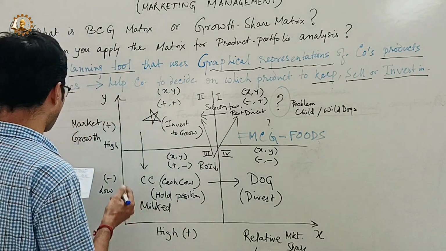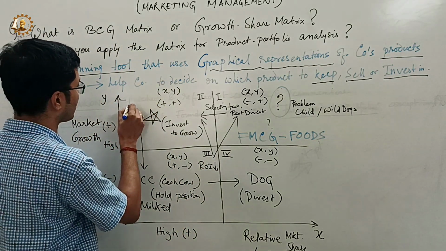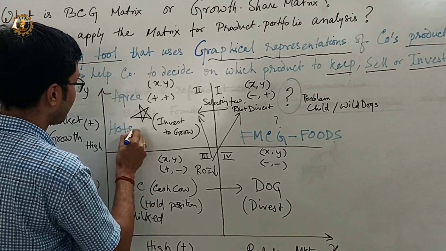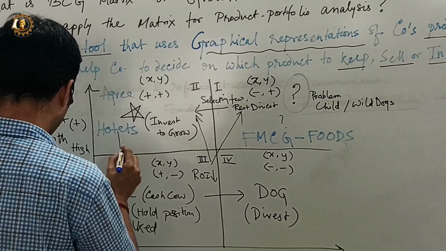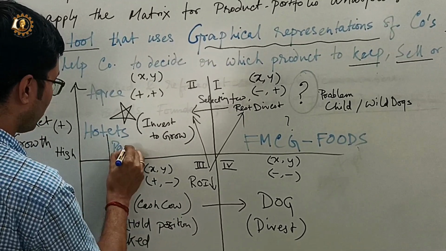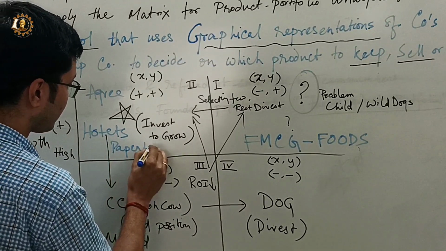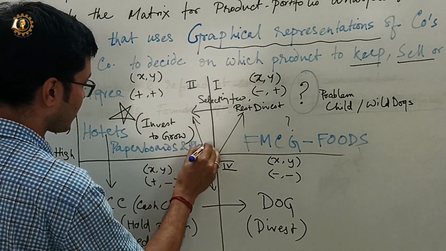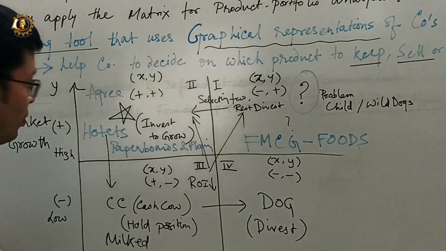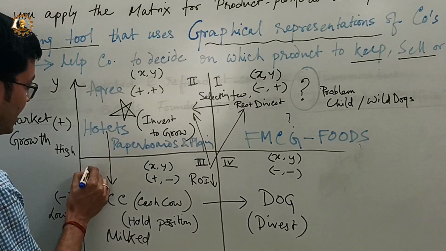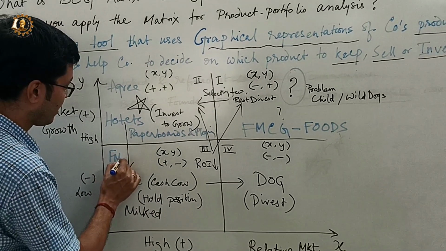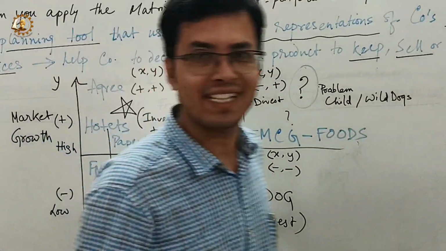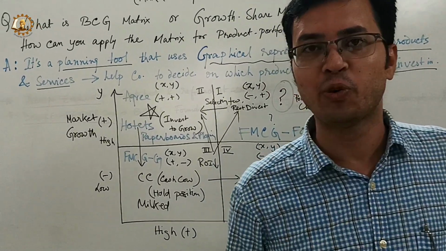Here in the star position we will have the agri-business, the hotels, and the paper boards and packaging. And in the cash cow position we will have the cigarettes, ITC cigarettes. This is another FMCG product: FMCG, cigarettes and cigars. So this is in a cash cow position.